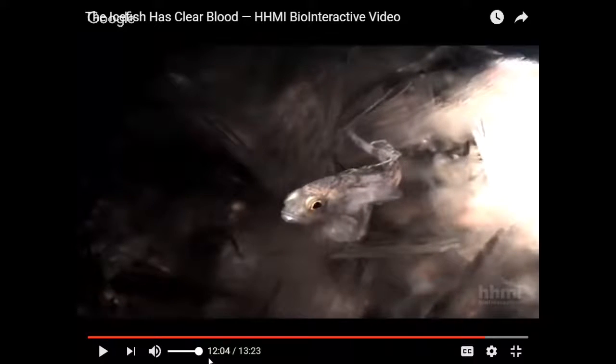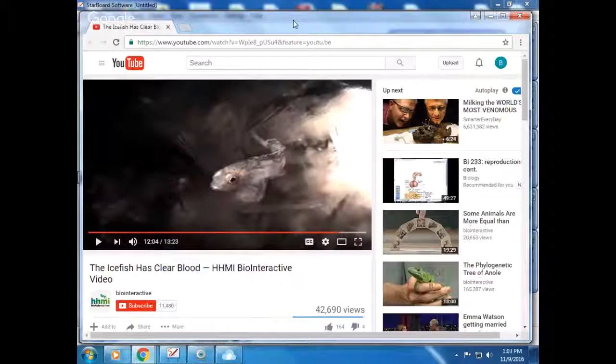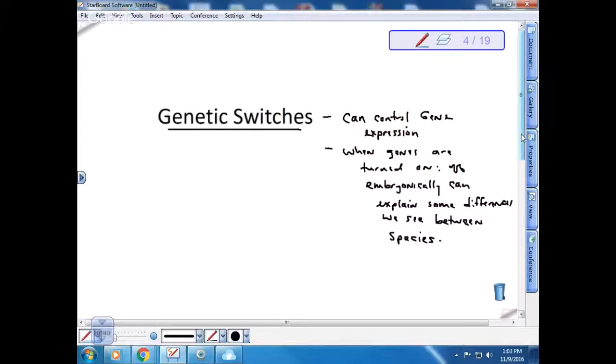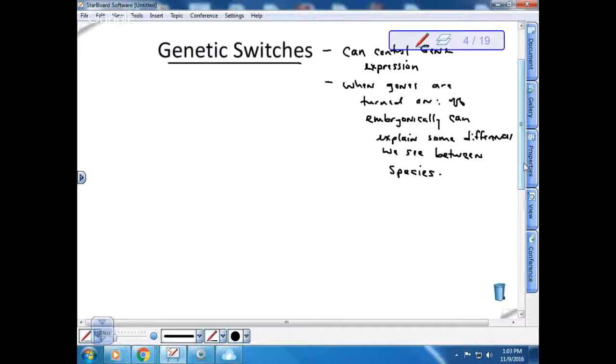Okay, so let's write some notes about that. The first genetic switch that we saw in the video was the switch that regulates the paintbrush gene. So you could put fruit flies. We have a switch that regulates the paintbrush gene.